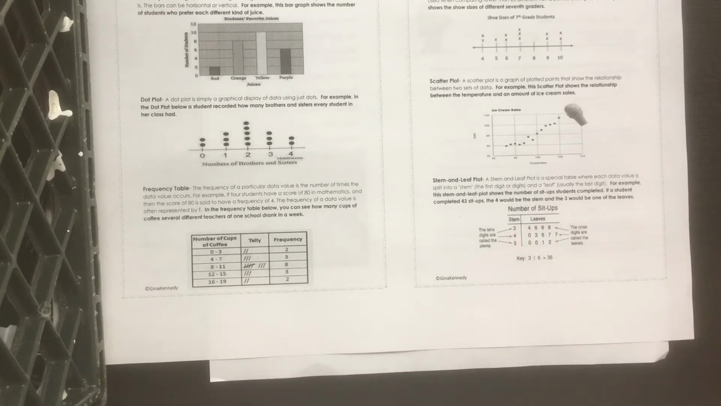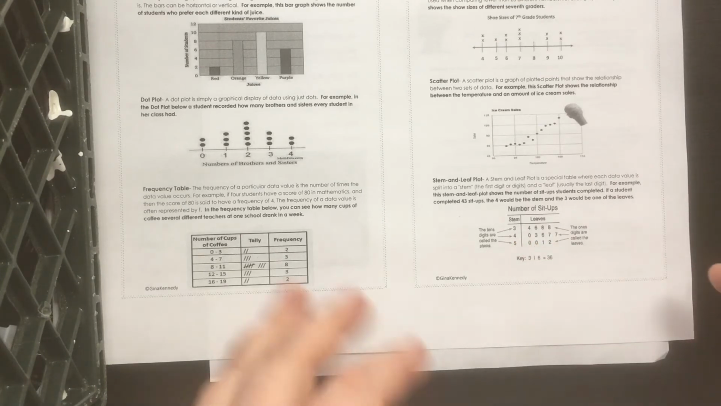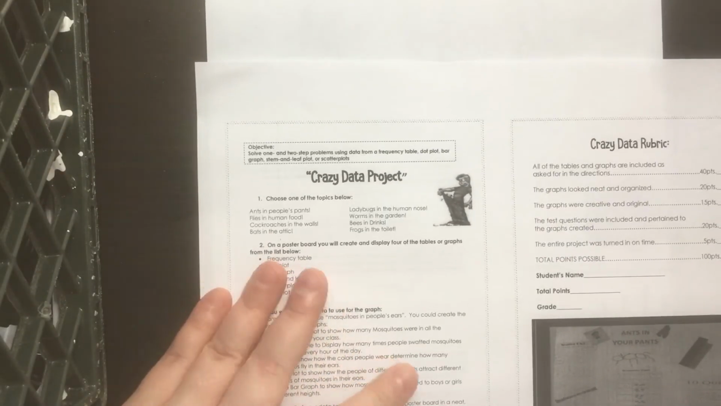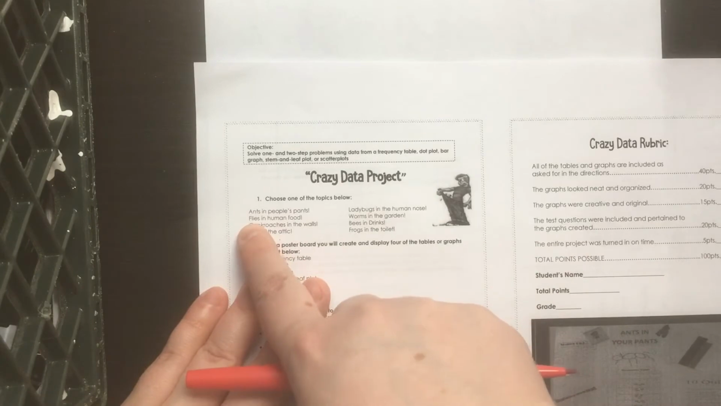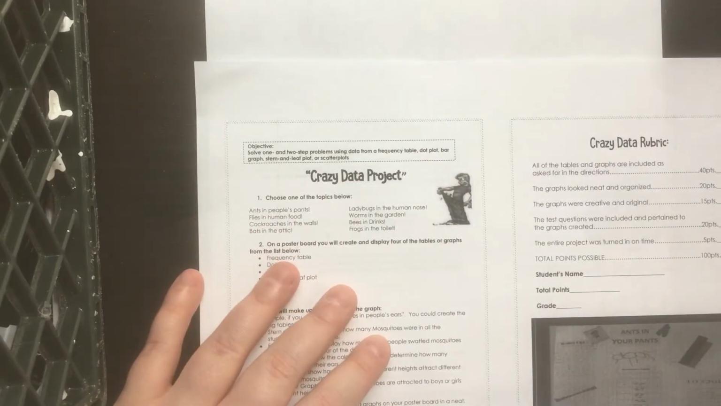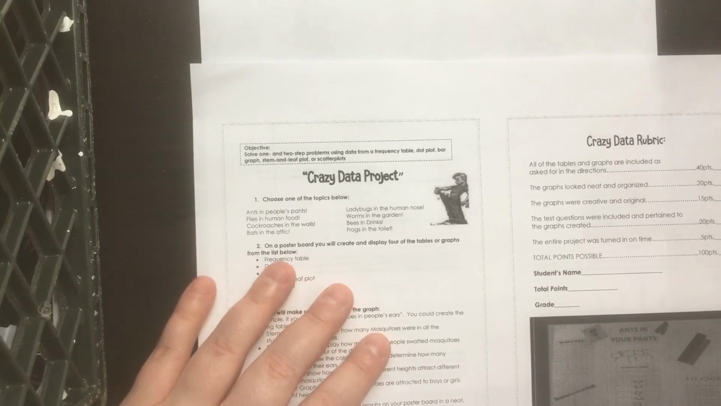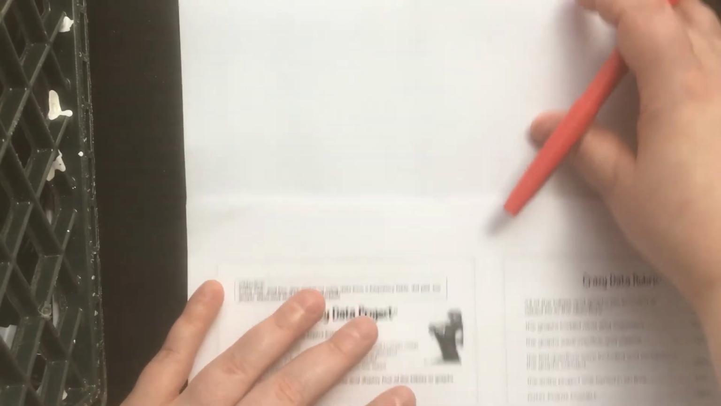All right, so let's pretend I'm going to make up some data. Let's pretend I do, oh my goodness, you know how it says ants in people's pants? When I was like 3 years old, I accidentally stepped on a red ant nest, and the red ants, oh my gosh, they crawled up my pant legs, and it was horrible. So maybe I'll do that one.